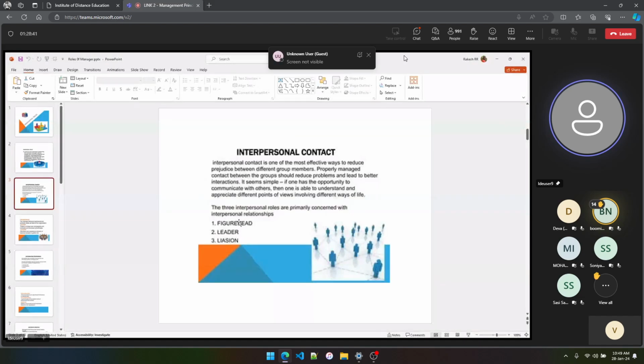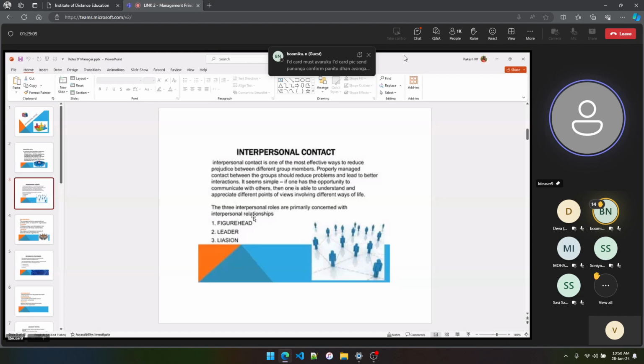This will help you to communicate with others and understand them, and you can easily find out what they want and what is going on among them. The 3 interpersonal roles are primarily concerned with interpersonal relationships: first, figurehead; second, leader; and third, liaison. These 3 roles are very important for any manager.